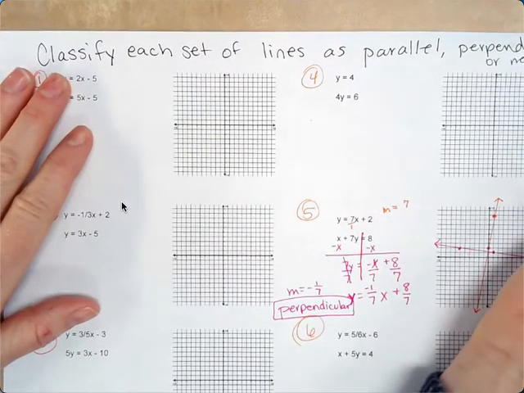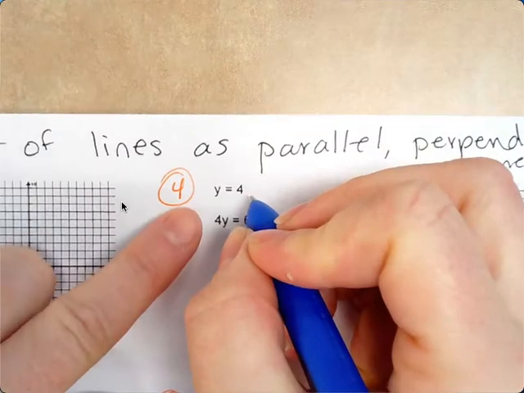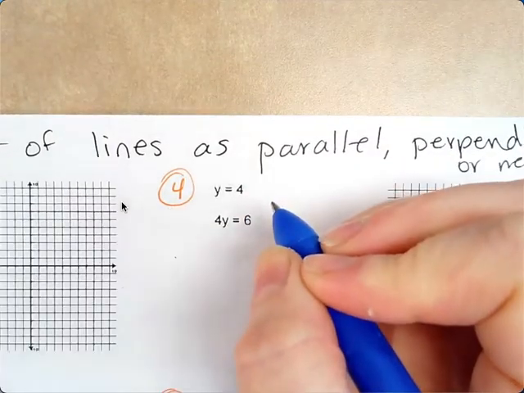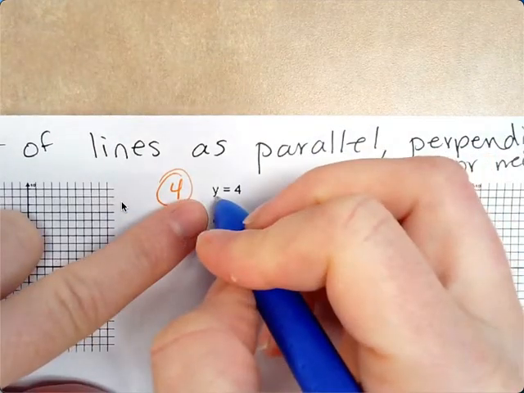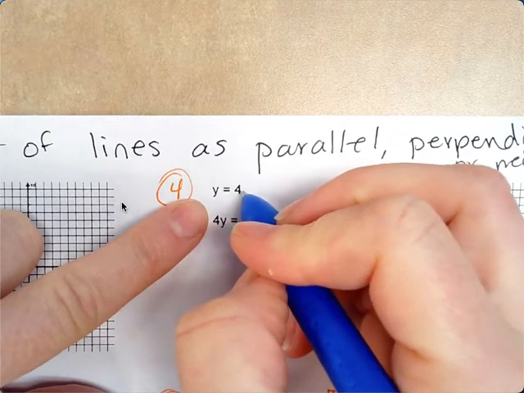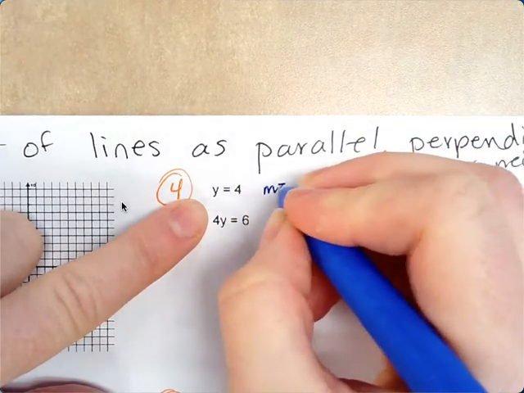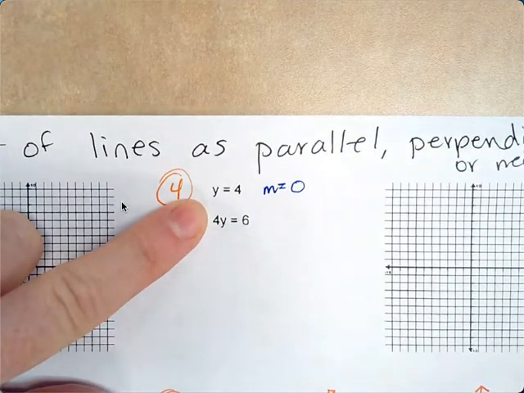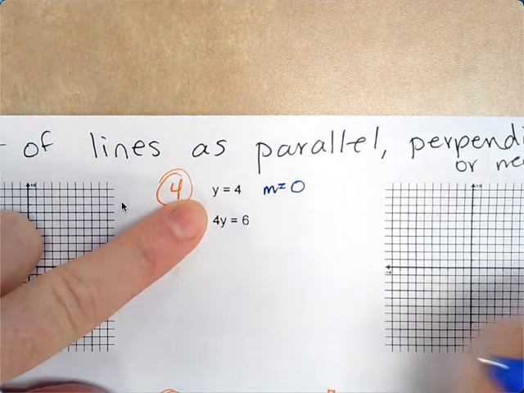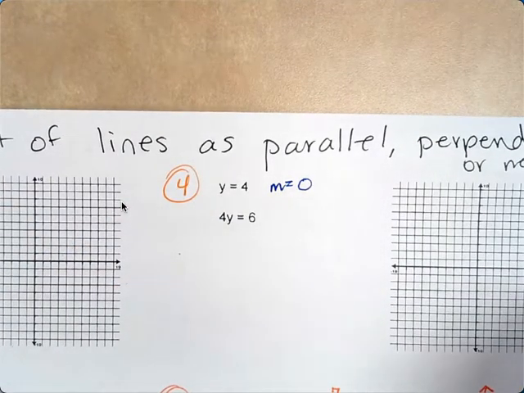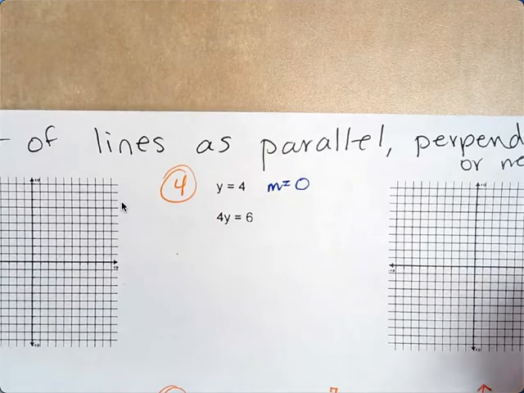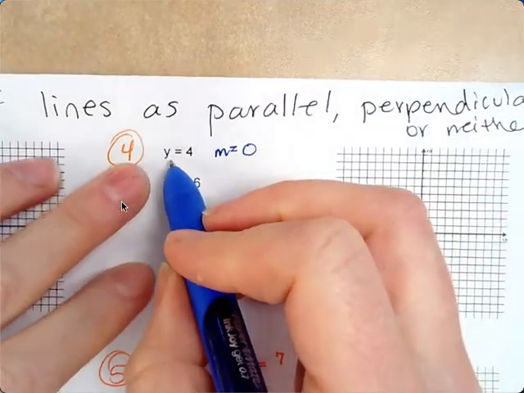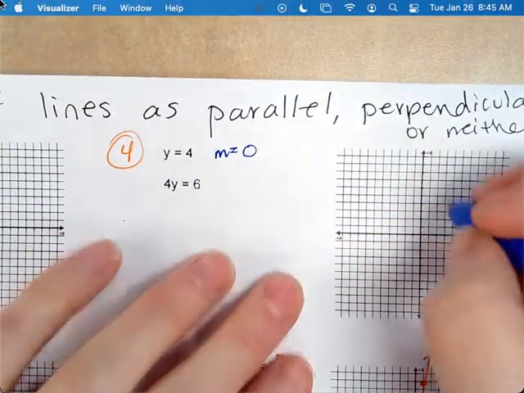y equals 4. We need to graph that. So y equals 4 has a y-intercept of 4 and a 0 slope, because it doesn't have an x, like it's y equals 0x plus 4. So that means we're going to start at our y-intercept at 4.